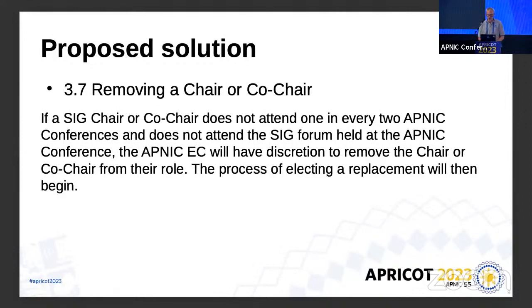If an individual holds more than one elected position and does not resign in accordance with section 3.4.1 within 30 days of their election, the APNIC EC has discretion to remove the individual from their elected positions excluding the position for which they were most recently elected.